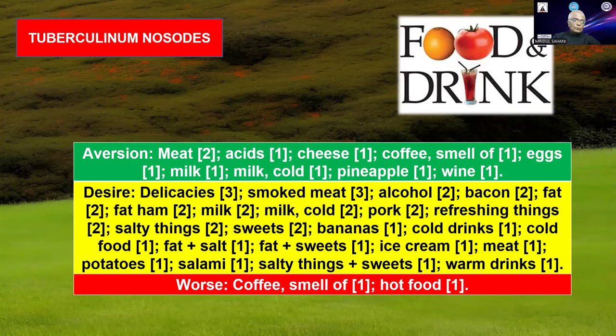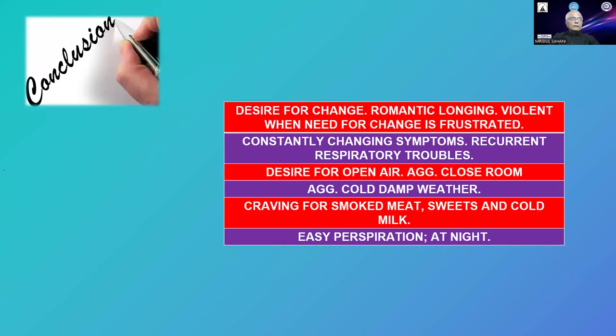drinks, cold food, fat plus salt, and fat plus sweets, cream, ice cream, meat, potatoes, salami, salty food, sweets, and then warm food. And they are worse from coffee, the smell of coffee, and hot food. So now the conclusion: desire for change, romantic longing, violent need for change that is frustrated. This is the nucleus of this Tuberculinum.